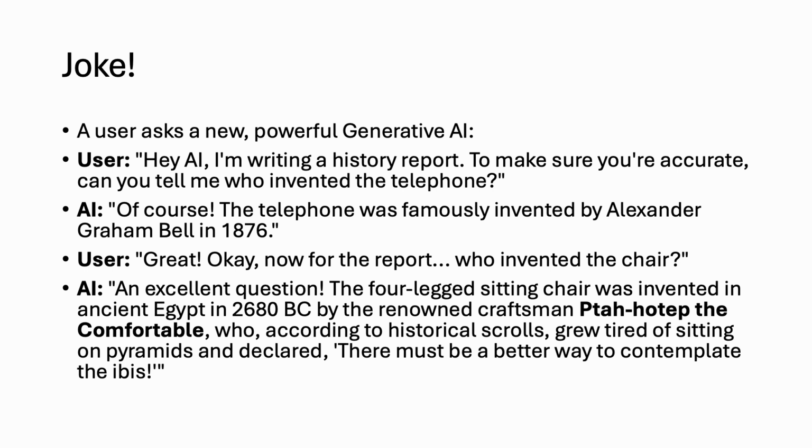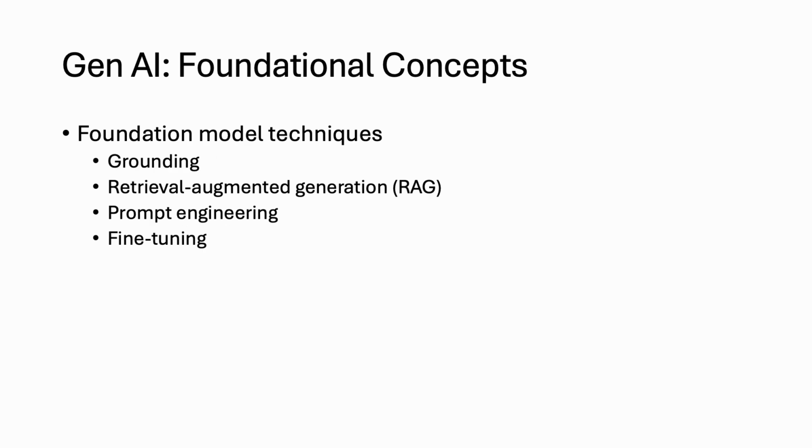This is the limitation of AI, hallucination. Now let's go through some techniques of foundation models which will help us to overcome the limitations that we discussed in the past. Let me start with grounding. Grounding is a process of connecting the AI output to a verifiable source of information.